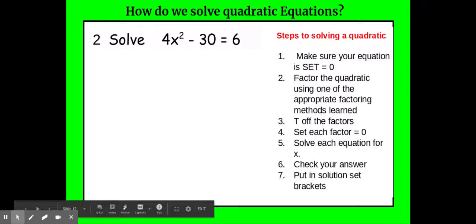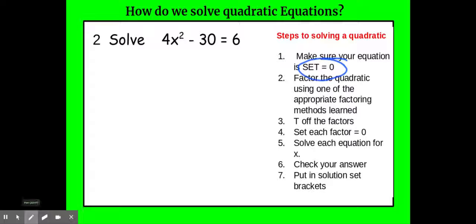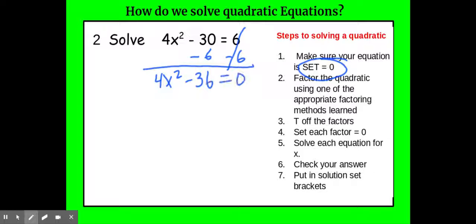Again, in order to solve this quadratic, it needs to be set equal to 0. Now, in order to get this side to equal 0, we need to subtract it to the other side. So I'm going to subtract 6. Now it's a like term with 30, so I'm going to put it under the 30, bring down my 4x squared. Negative 30 minus 6 is negative 36 equals 0.